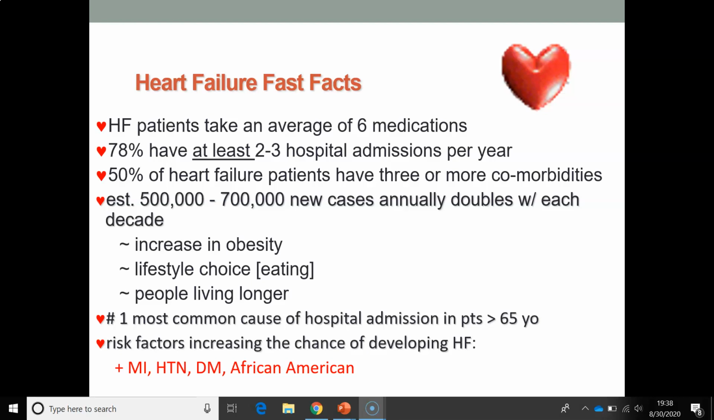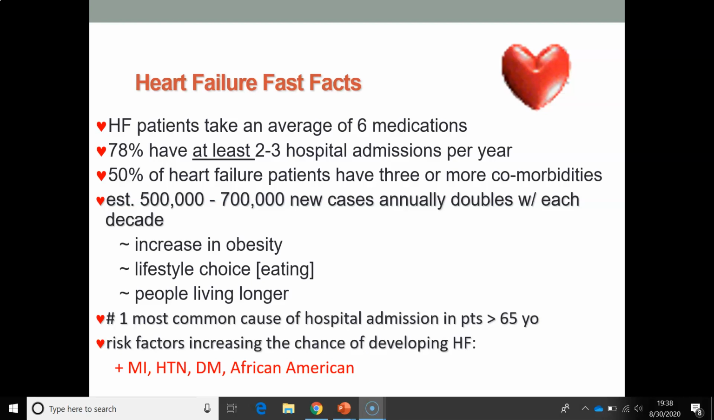78% have at least 2 to 3 hospitalizations, admissions per year. And we'll talk about it here shortly, where if they are admitted within too short a period of time, Medicare will not reimburse the hospital for the readmission. 50% of heart failure patients have 3 or more comorbidities.